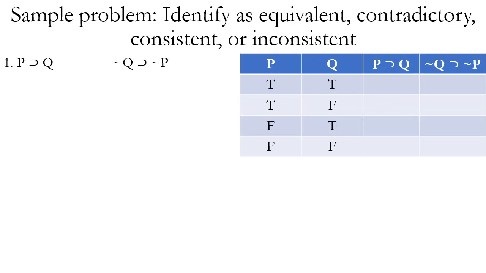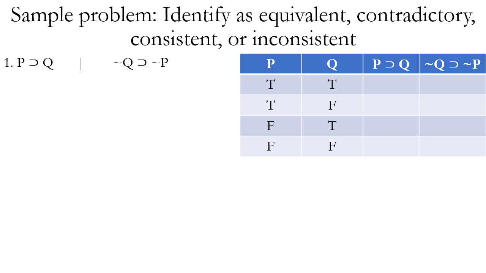So let's look at a sample problem. We're given 2 compound propositions, and we have to identify whether they're equivalent, contradictory, consistent, or inconsistent. So we have two simple propositions within those compound propositions. P horseshoe Q has the simple propositions P and Q, and tilde Q horseshoe tilde P also has the same simple propositions. So our truth table is going to have 4 rows because we have two simple propositions, P and Q. So we've arranged the truth values for those simple propositions on those 4 rows.